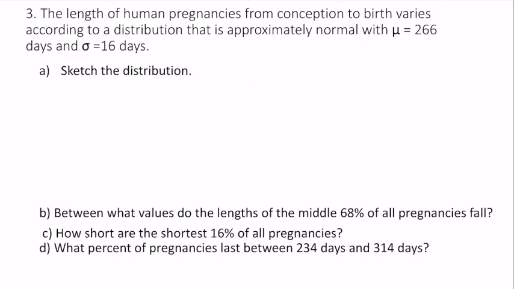All right, for problem 3, the length of a human pregnancy from conception to birth varies according to a distribution that is approximately normal with a mean of 266 and a standard deviation of 16 days. So I want to go ahead and sketch this normal distribution.